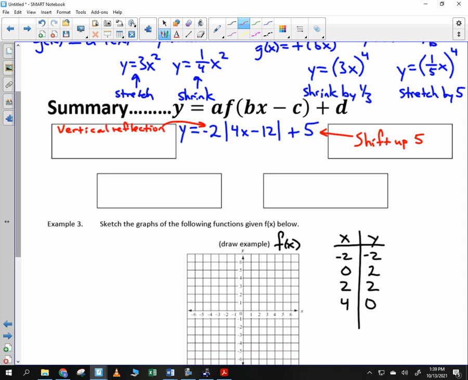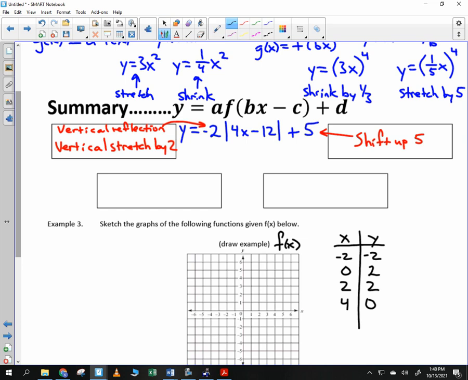What is the 2 going to do? Stretch vertically or horizontally? Vertically. Vertical stretch by 2. You okay with those two? Okay, let's look at the inside.